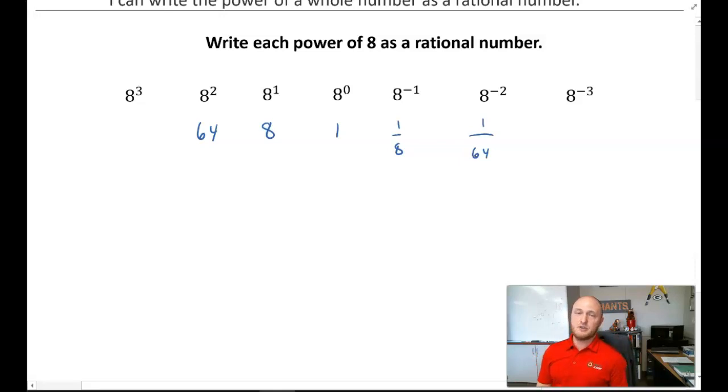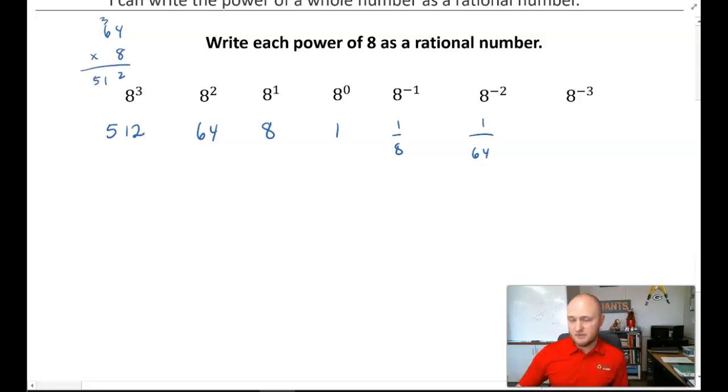And then we have 8 to the third. This gives us 512. Now I'm scared. 64 times 8? Yes, 512.